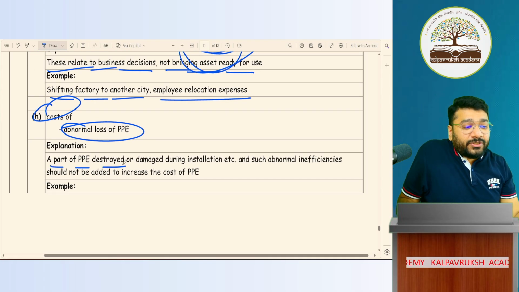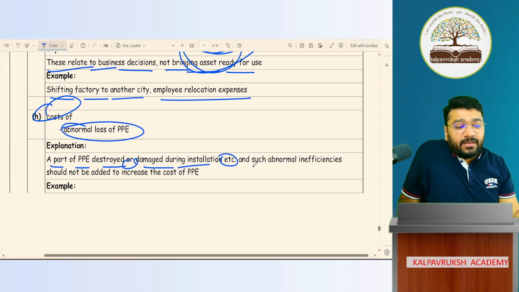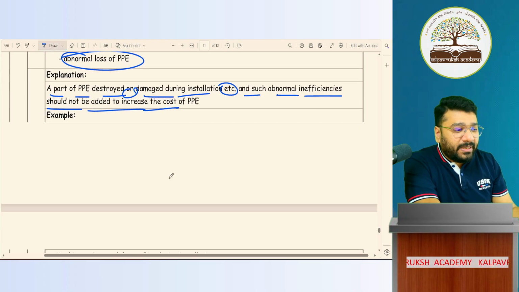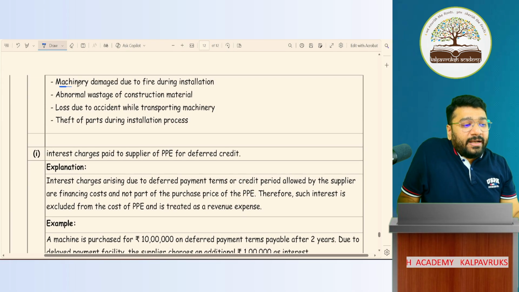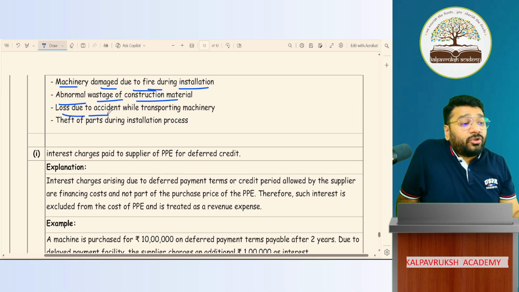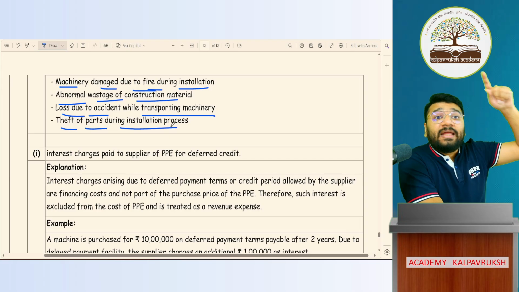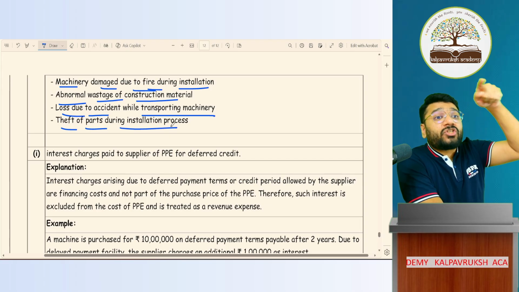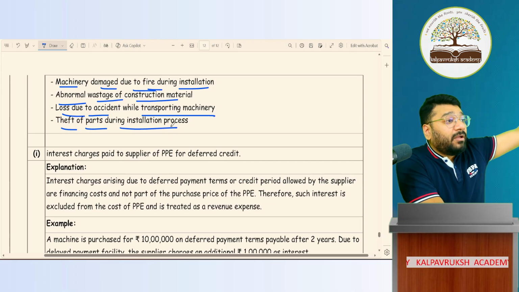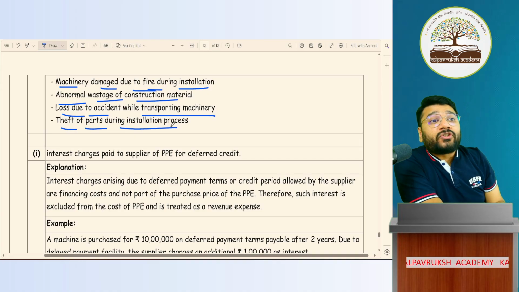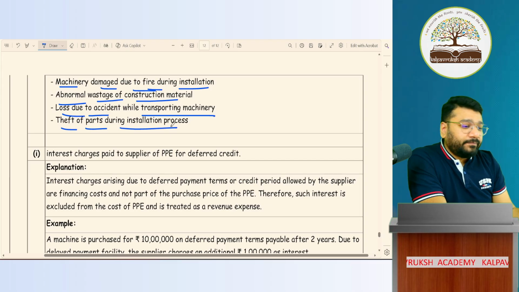A part of PPE destroyed or damaged during installation, such as abnormal inefficiency, should not be added to increase the cost of PPE. Machinery damage due to fire during installation, abnormal wastage of construction material, loss due to accident while transporting machinery, theft of part during installation process. All of these have happened because of your inefficiency. Because of your carelessness and recklessness, this mistake happened. That you cannot capitalize to the cost of PPE. Got it, not got it?